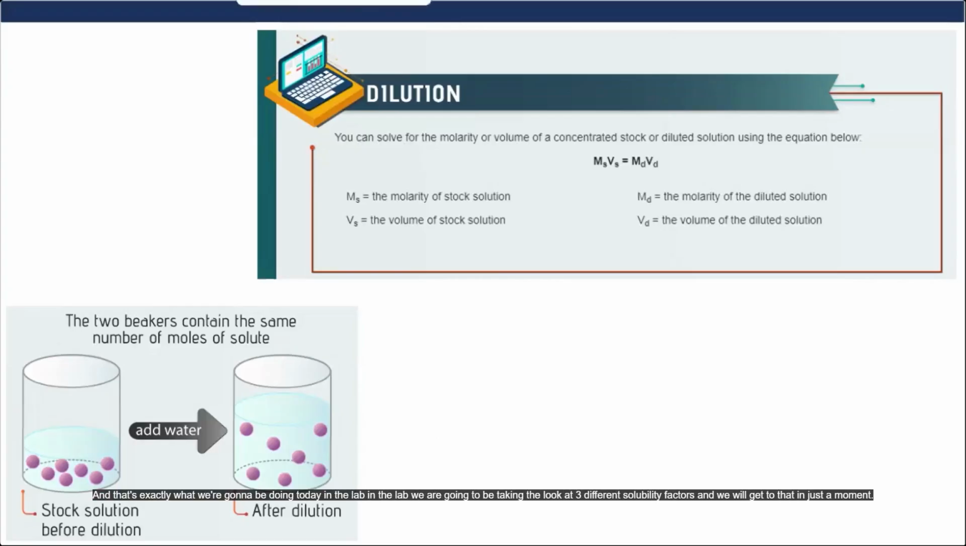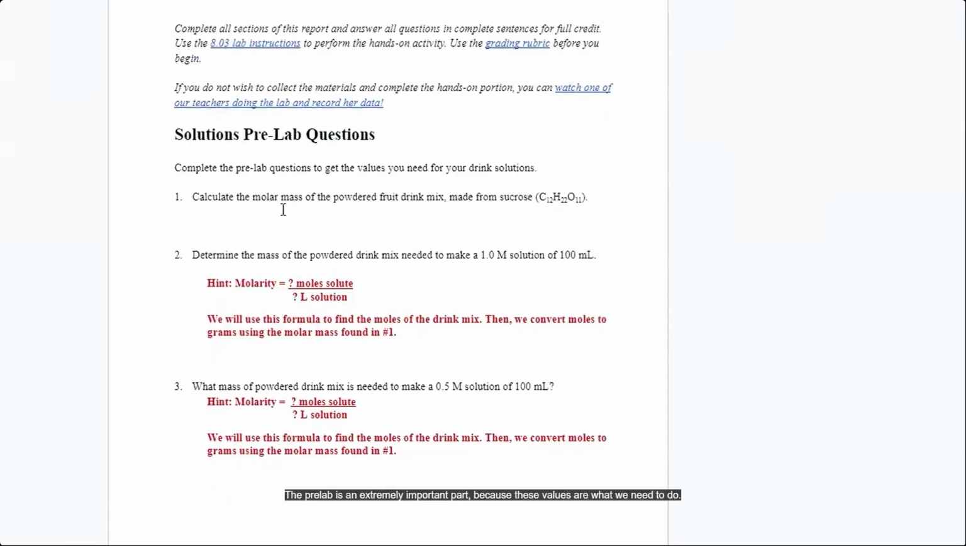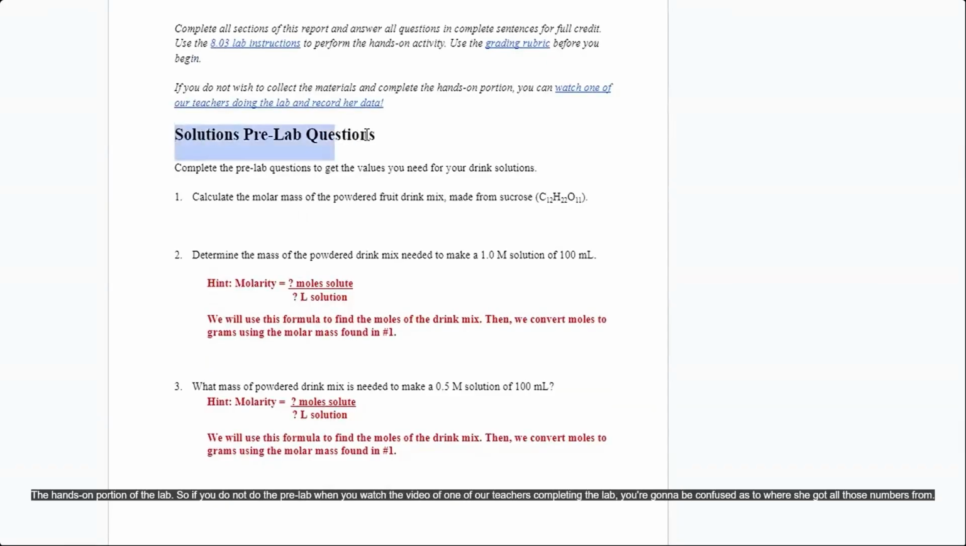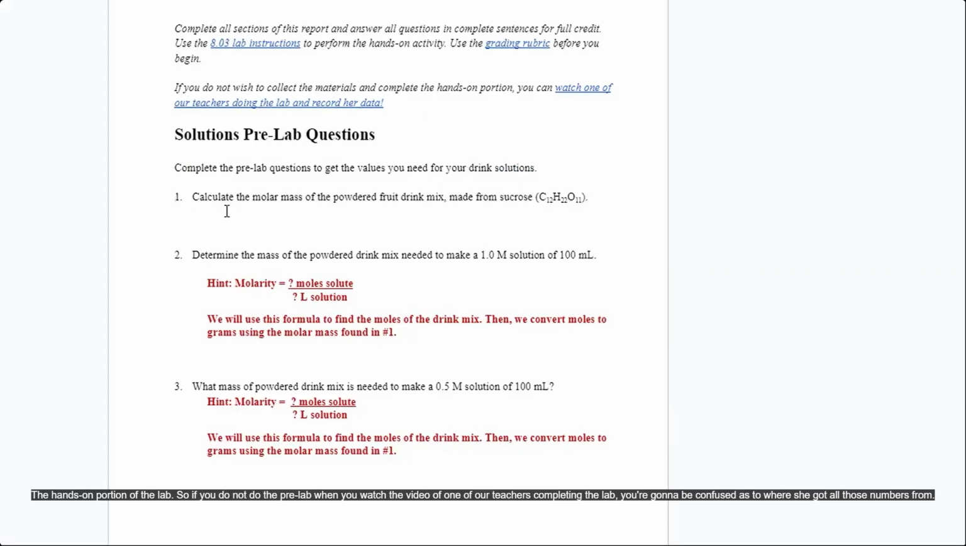And that's exactly what we're going to be doing today in the lab. In the lab, we are going to be looking at 3 different solubility factors, and we will get to that in just a moment. The pre-lab is an extremely important part because these values are what we need to do the hands-on portion of the lab. So if you do not do the pre-lab, when you watch the video of one of our teachers completing the lab, you're going to be confused as to where she got all those numbers from.